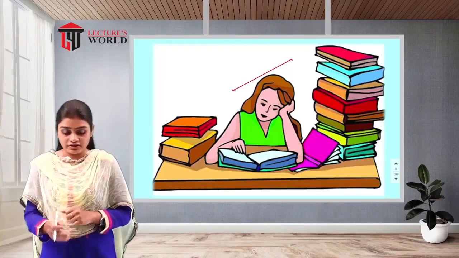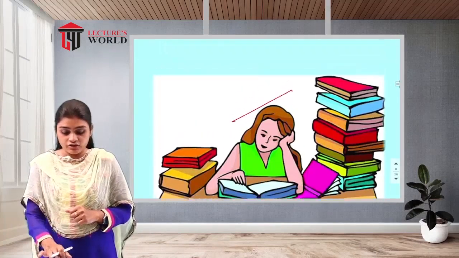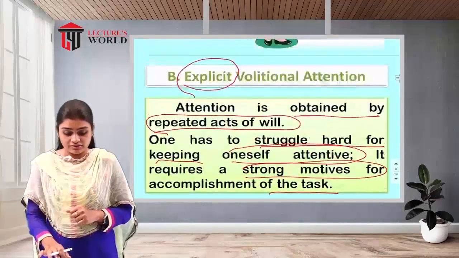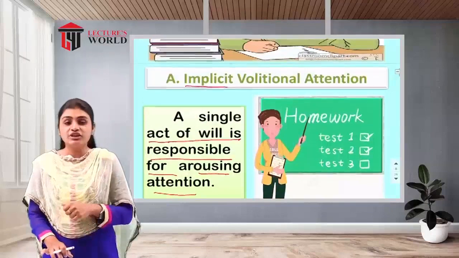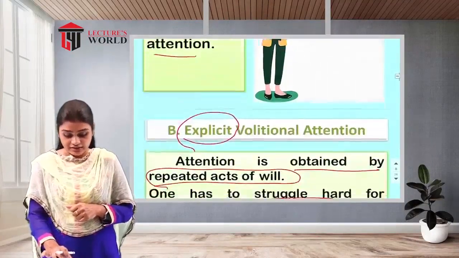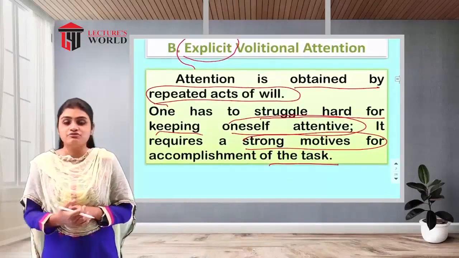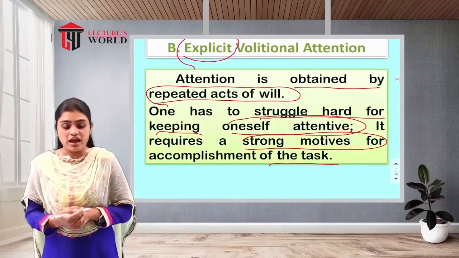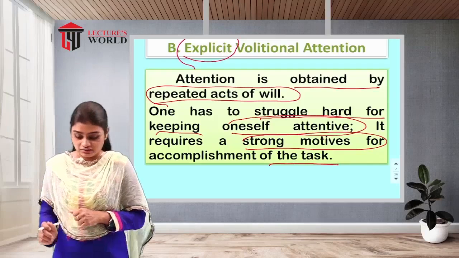So here we have these two types of voluntary attention. The first is implicit volitional attention, or voluntary attention, and the second is explicit volitional attention.